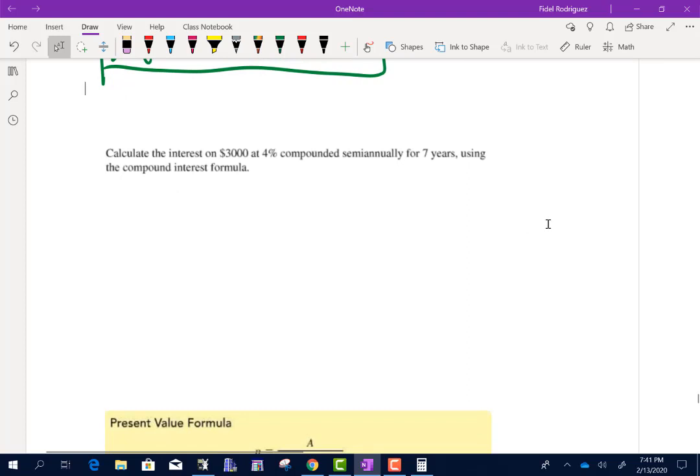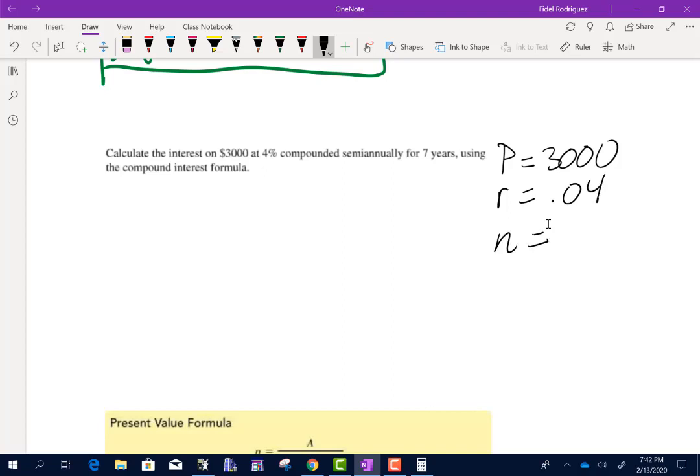It says calculate the interest on $3,000 at 4% compounded semi-annually for 7 years using the compound interest formula. Okay, so just like we did before, P is the amount of money that we're investing. That's $3,000. R is going to be our interest rate, 4% would be 0.04. N, remember, is the number of times it gets compounded in a year. If it's semi-annually, that's twice a year. And my T here is going to be 7 years, all right?